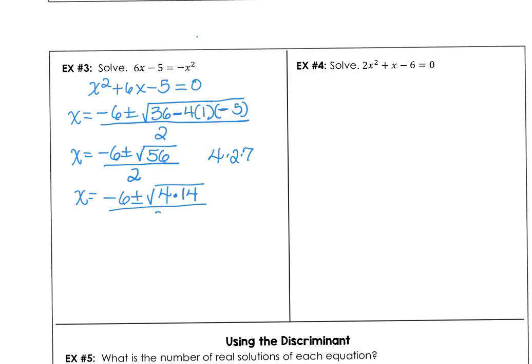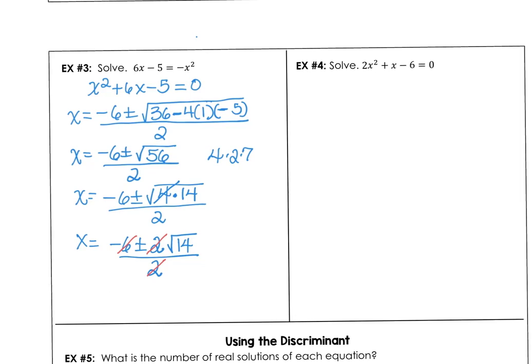So taking out the square root, we have x is opposite 6 plus or minus the square root of 4, that's 2, times the square root of 14, divided by 2. Now, can we simplify between 6, 2, and 2? Yes. 2 divides negative 6 evenly. 2 divides 2 evenly. And our solutions to this quadratic will be negative 3 plus or minus the square root of 14. So 2 real solutions.